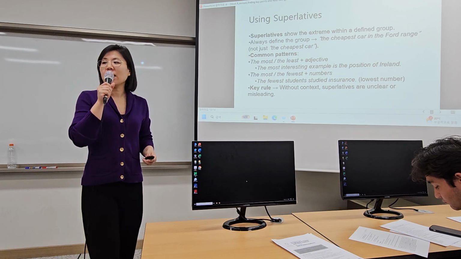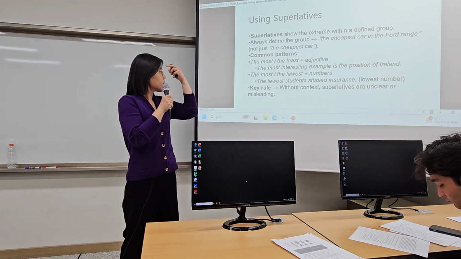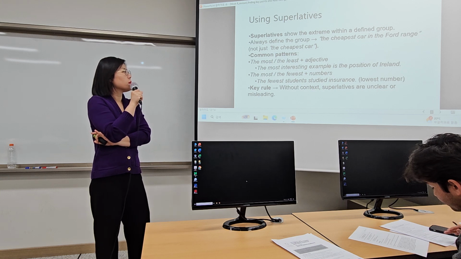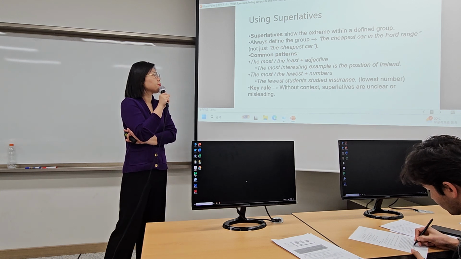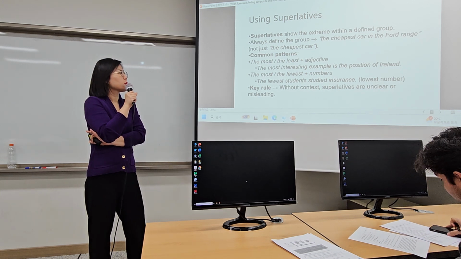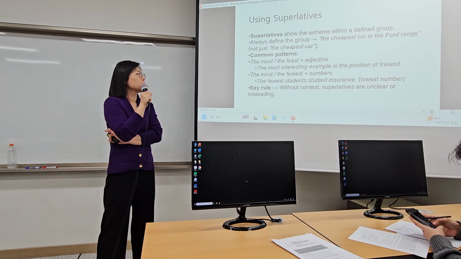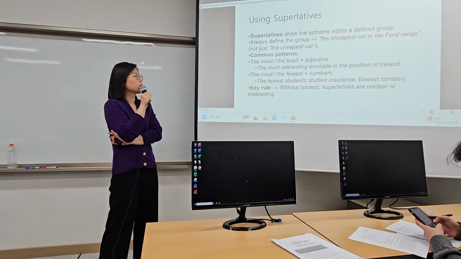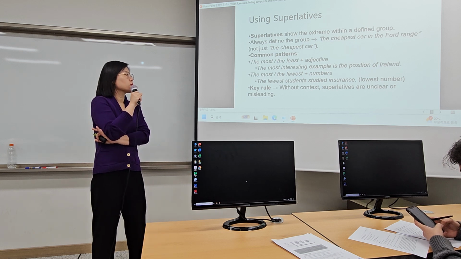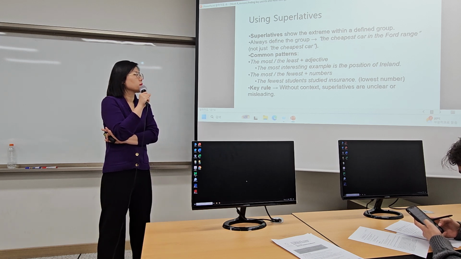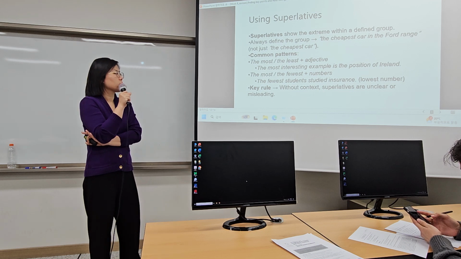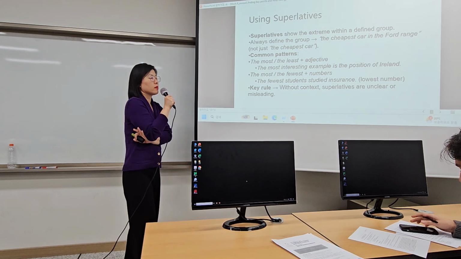Okay, let's go on to superlatives. Whose turn is it? Irina? Using superlatives. Superlatives show the extreme of a defined group. Always define the group: the cheapest car in the Ford range, not just the cheapest car. Common patterns: the most, the least plus adjective. The most interesting example is the position of Ireland. The most, the fewest plus number. The fewest students studied insurance, the lowest number. Key rule: without context, superlatives are unclear or misleading.